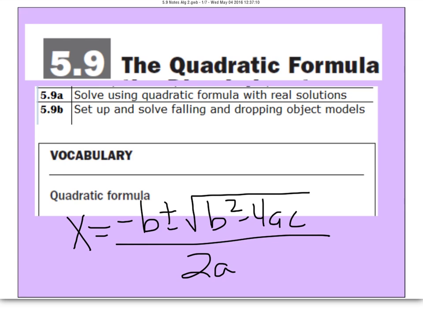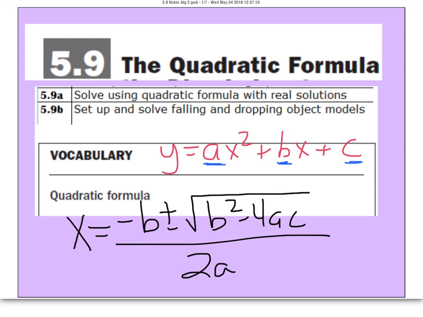Now, where does a, b, and c come from? Well, this right here is the standard format of a quadratic equation. So to find a, b, and c, you're just going to find the number in front of x squared is a, the number in front of x is b, and the number by itself is c.